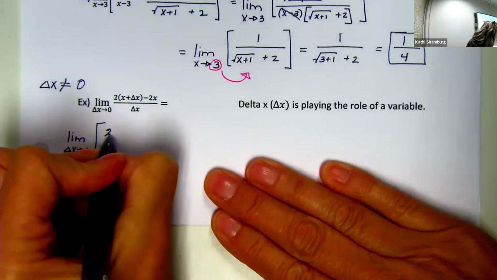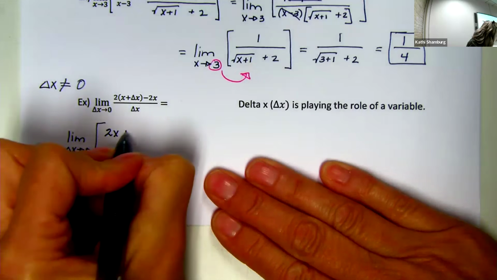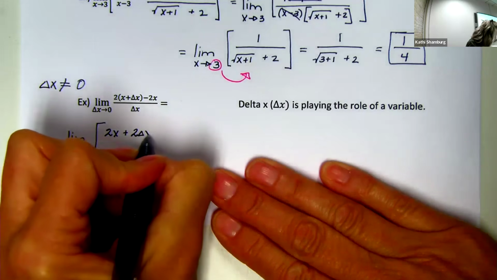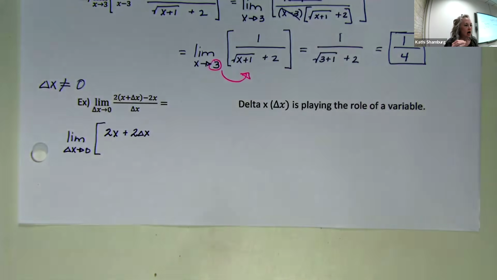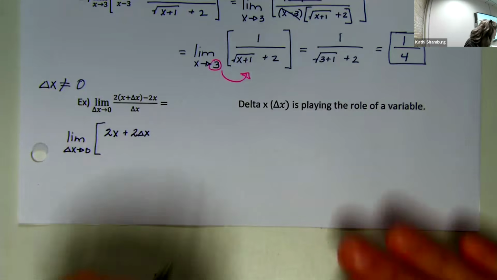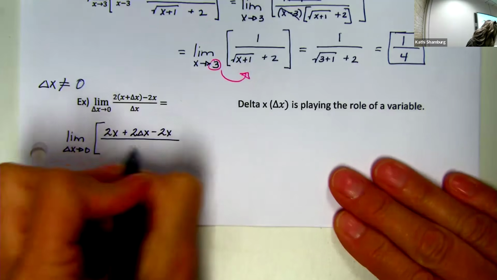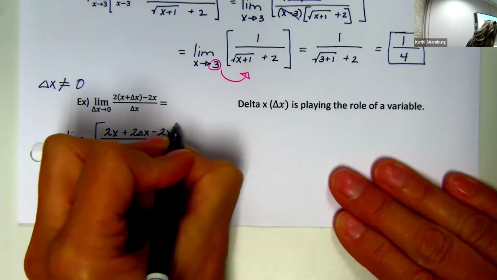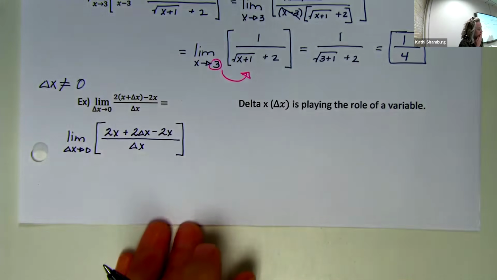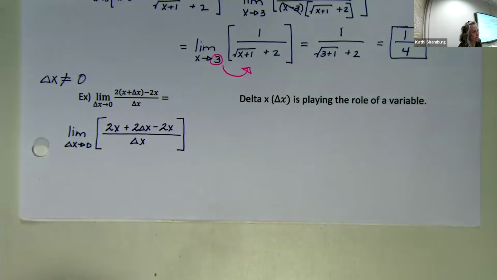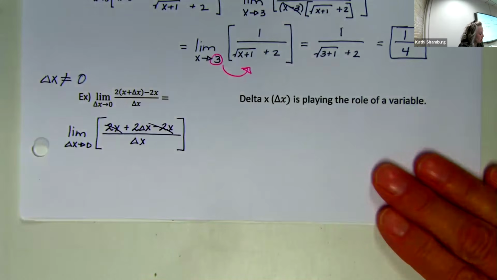So now I have 2x plus 2 delta x. Y'all, 2 delta x just means you had delta x plus delta x gives you 2 of them. Okay? And then we have minus 2x, all of that over delta x. All right, what do you notice in your numerator? 2x minus 2x is gone.